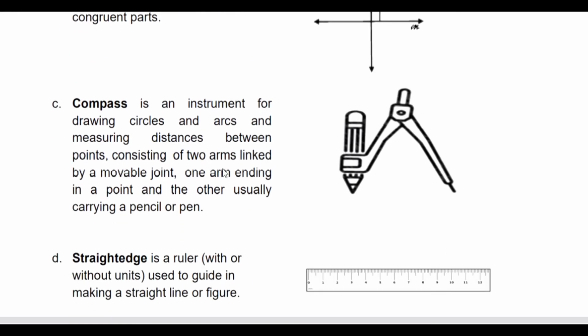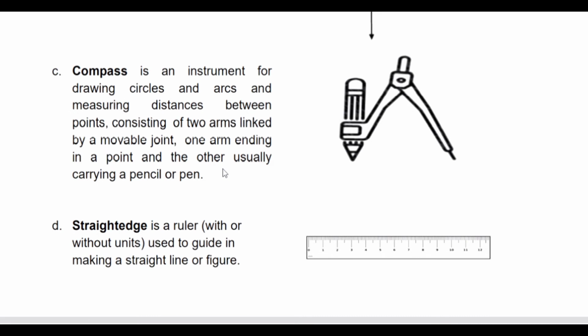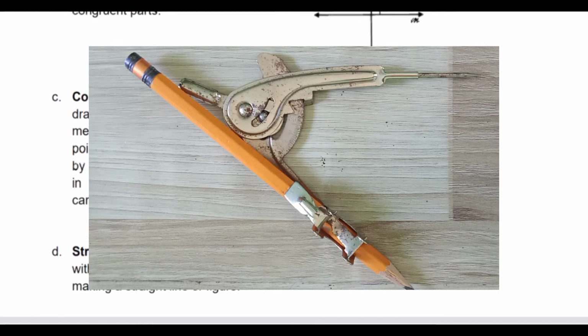Next, we have the compass. It is an instrument for drawing circles and arcs and measuring distance between points, consisting of two arms linked by a movable joint, one arm ending in a point and the other usually carrying a pencil or pen. This is an example of a compass.